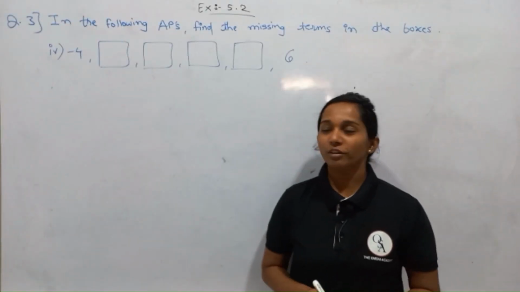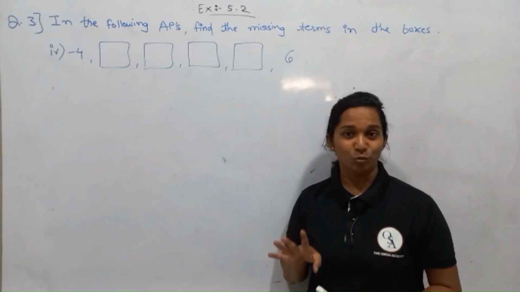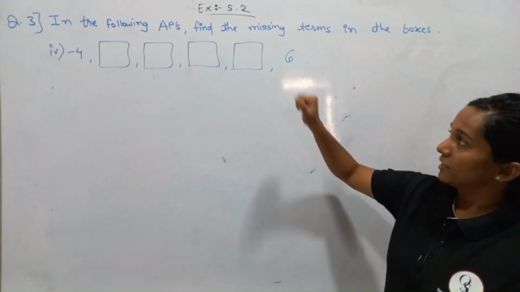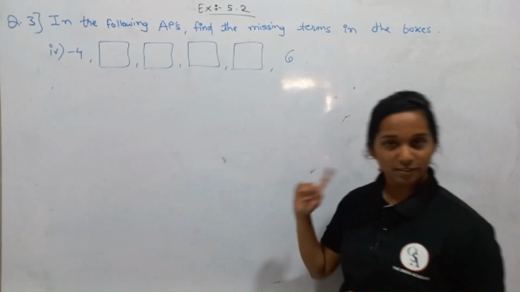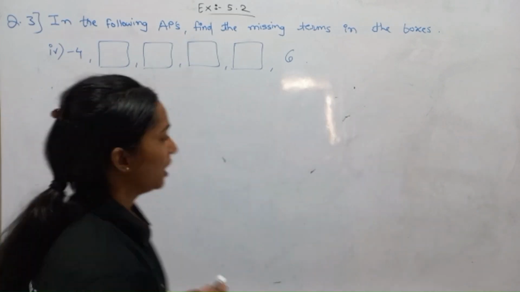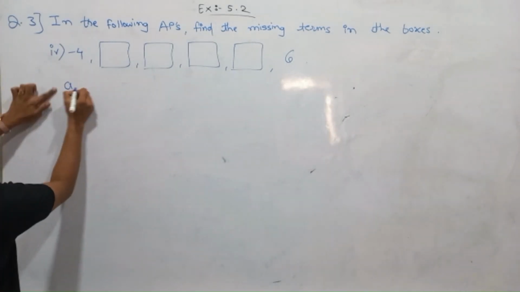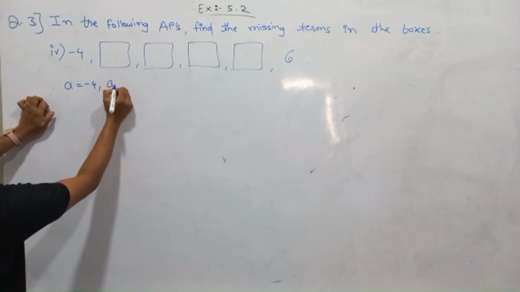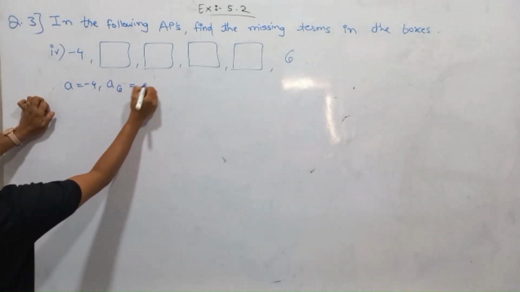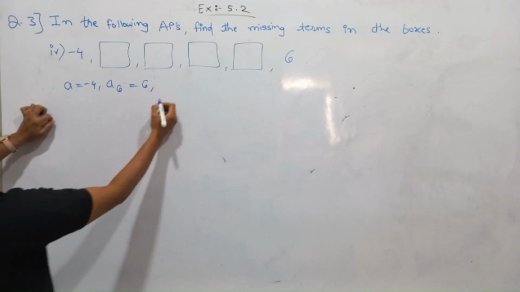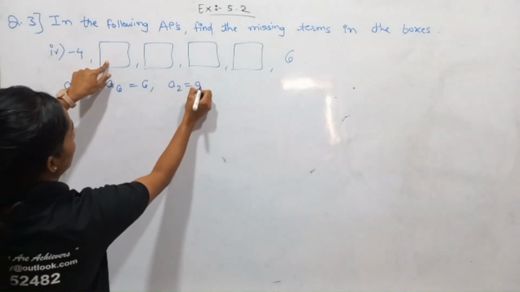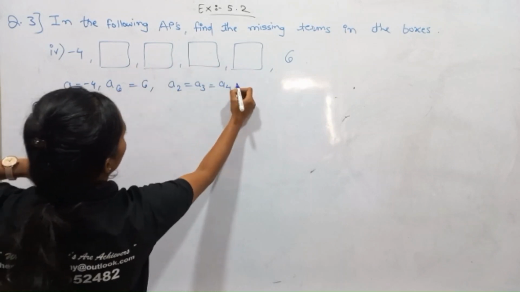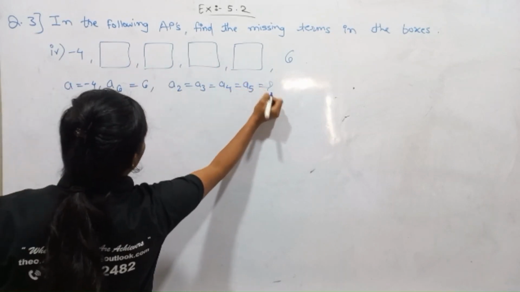In question number 4, we have to find 4 terms. We have only a and the last term. The last term is our 6th term. So we will see how to find them. a is minus 4 and a6 is 6. We have to find a2, a3, a4 and a5.